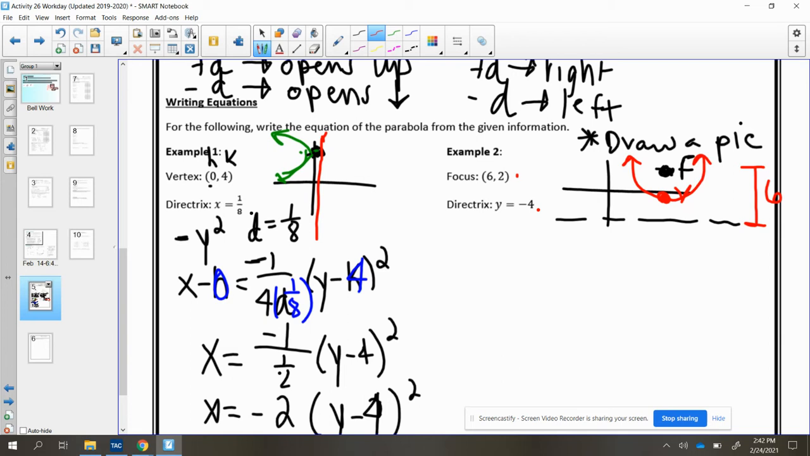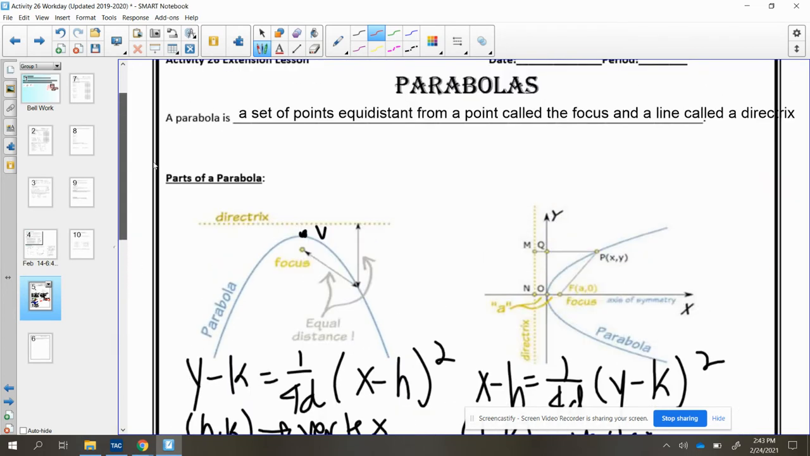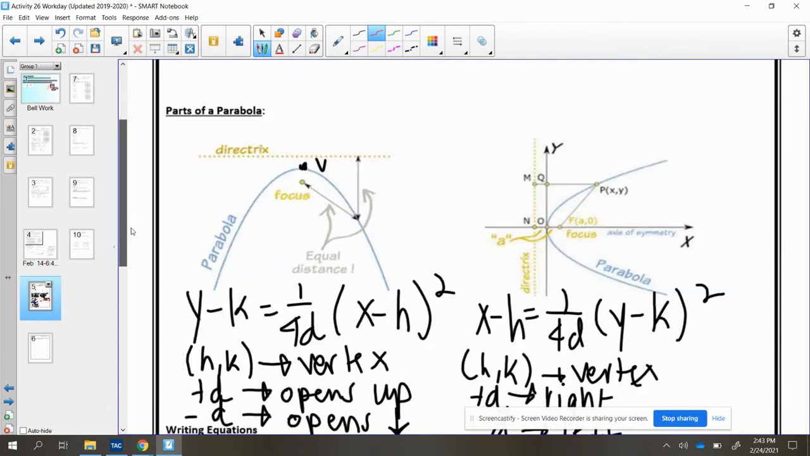Okay. Now, again, we know that the distance between the vertex and the focus and the vertex and the directrix was 3, half of that total distance, because again, it's going back to the definition, equidistant between those points.